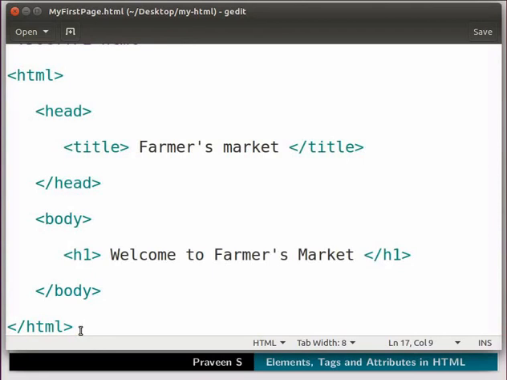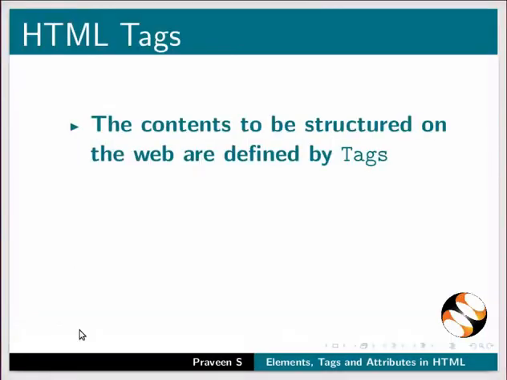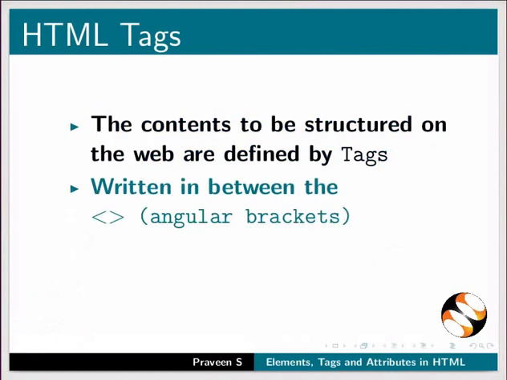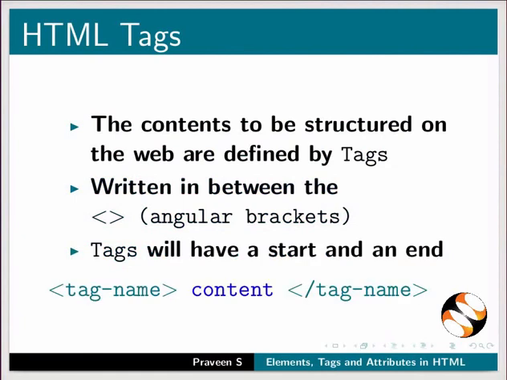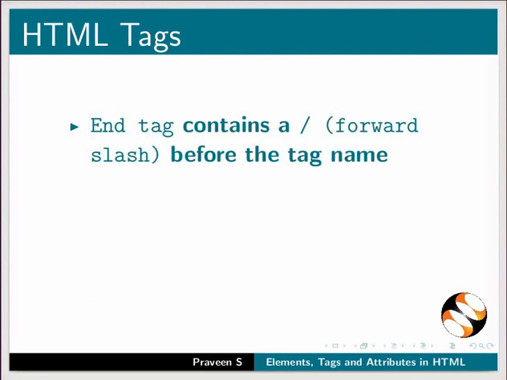Next we will learn about tags. The contents to be structured on the web are defined by tags. Tags are written in between angular brackets. Most of the tags will have a start and an end. Syntax of a tag is tag name within angular brackets followed by the content and ending with / tag name within angular brackets. Each end tag contains a / before the tag name.